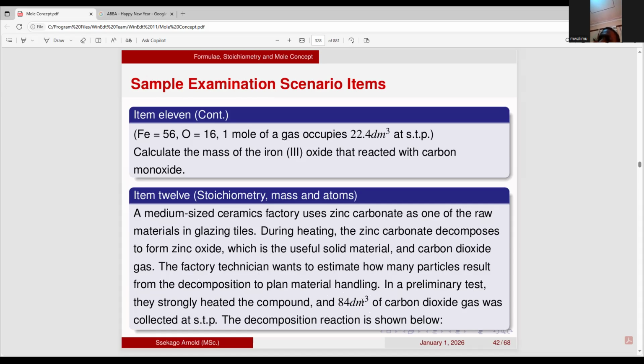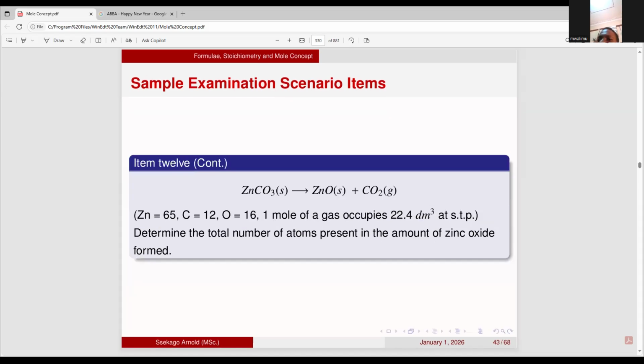That is, the volume of carbon dioxide is known. What do they want? And we are also given this equation. They want to determine the total number of atoms present in the amount of zinc oxide formed. By the way, these questions are different. Determine the number of atoms present in zinc oxide is different from determine the total number of atoms present in the amount of zinc oxide. So here I want to determine the total number of atoms. How can we approach this?